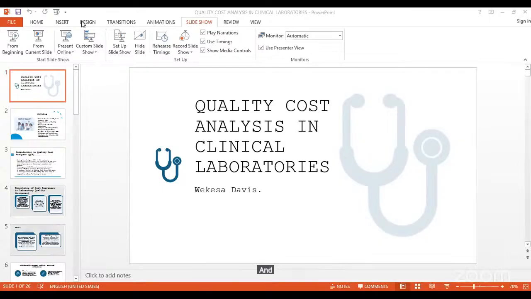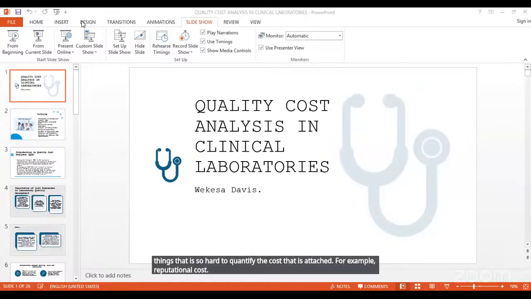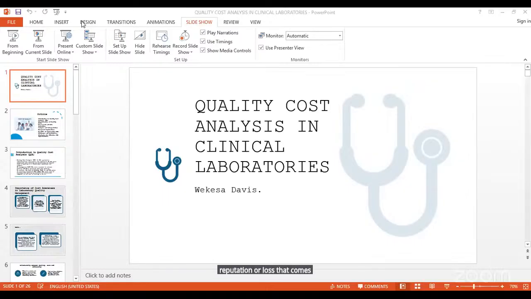And that's why I was saying there are some of these things that are so hard to quantify the cost attached. For example, reputational cost, reputational loss that comes from a corrected report. How do you quantify the cost of that? So it might have a hidden, silent cost, but yes, it exists.